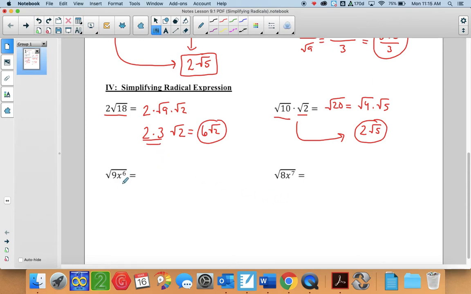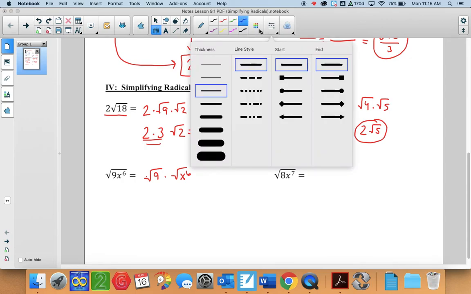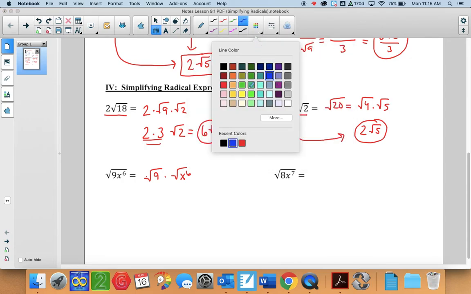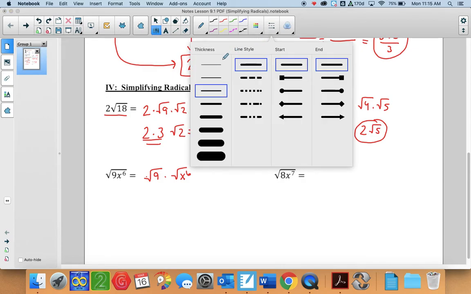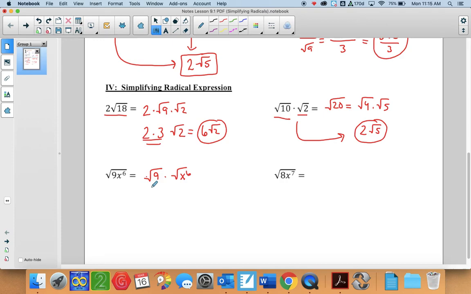All right, now we have the square root of 9x to the 6th. We have to work with some exponents. So we're going to split this up. Well, that's easy enough. All right, and let's see here. I'm going to draw this a different way just to make a point here. Let me change the color. The square root of 9, well, I'm going to write this as 9 is 3 times 3, so the square root of 9 is 3.